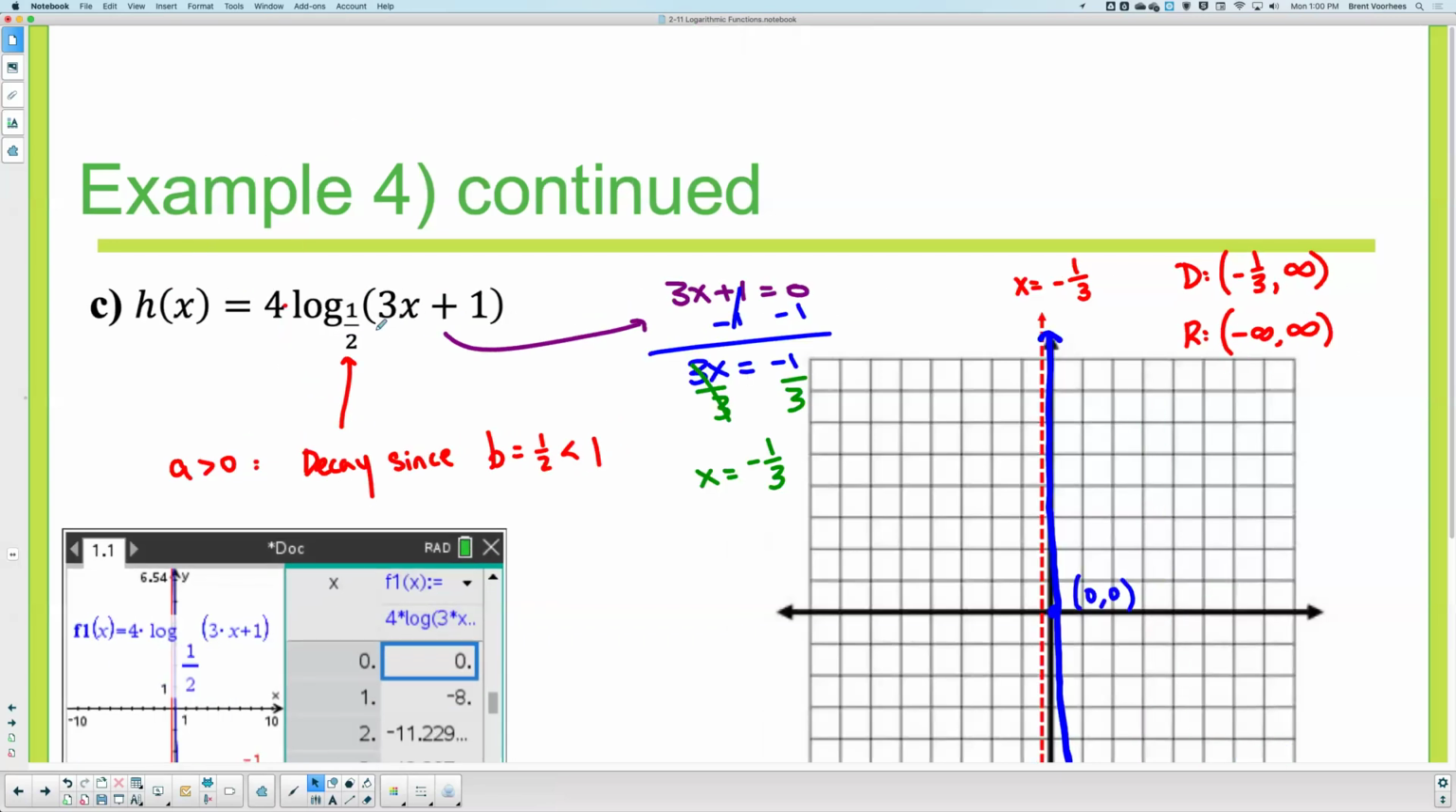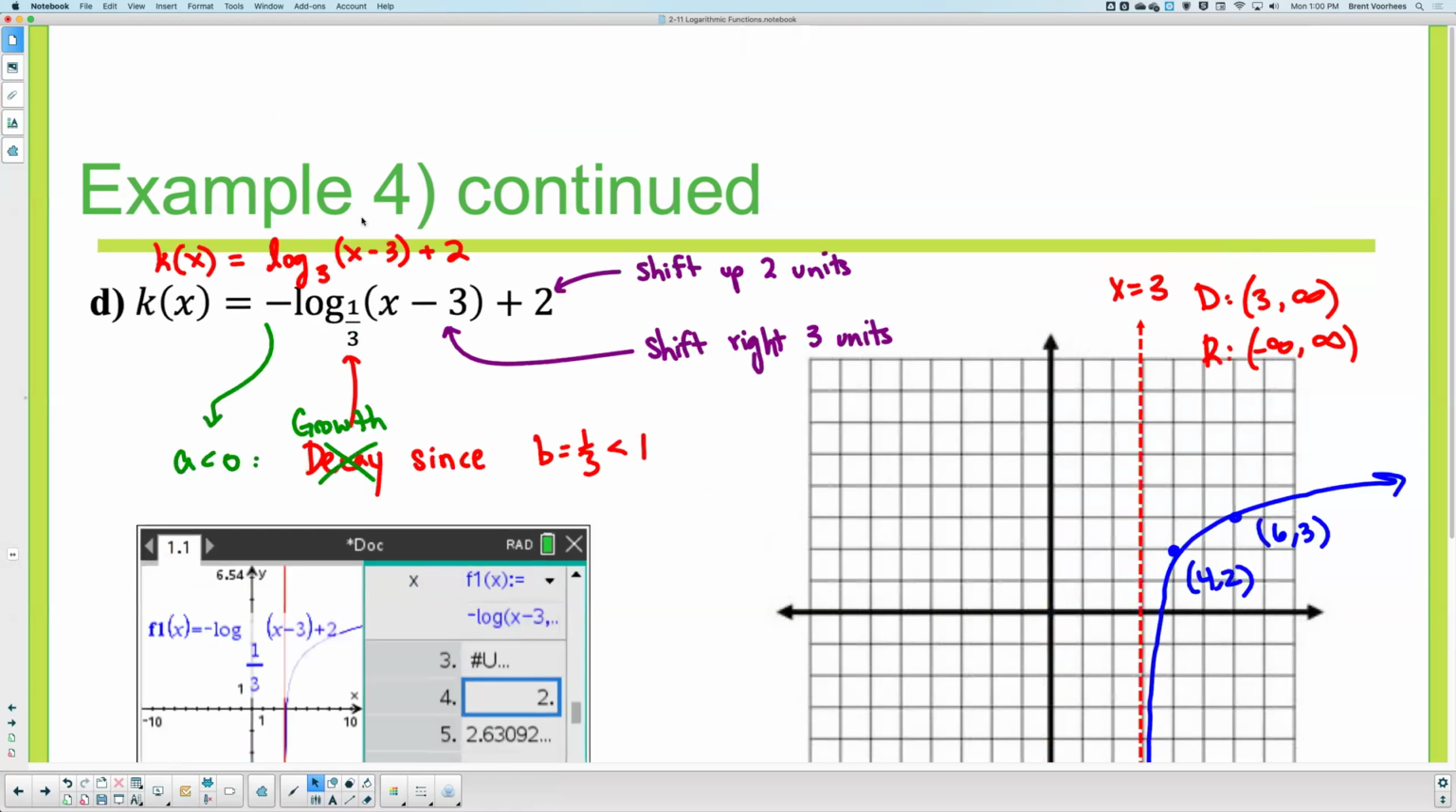Or this one, for example, you could rewrite h. You see how I have a base of 1/2? If you so desired, you could rewrite this as -4 log with the base of, since I made the 4 negative, I take the reciprocal of my base, 2, to the 3x plus 1. You can do it that way as well.